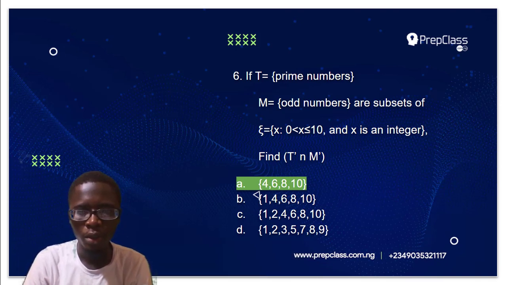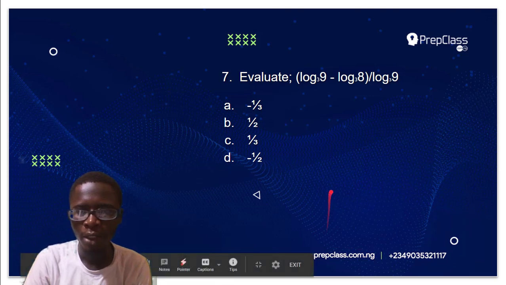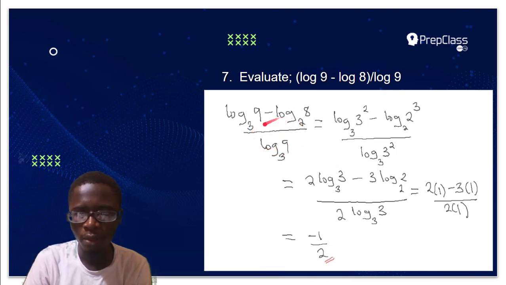So proceeding to the next question, question number 7. It says evaluate logarithm of 9 to base 3 minus logarithm of 8 to base 2, divided by logarithm of 9 to base 3. A better version of this is written here. So this is what we are required to evaluate. It seems there are some typos in this question, so you can neglect this and look at this. This is our focus. We need to work on this to see what will be the equivalent of this.